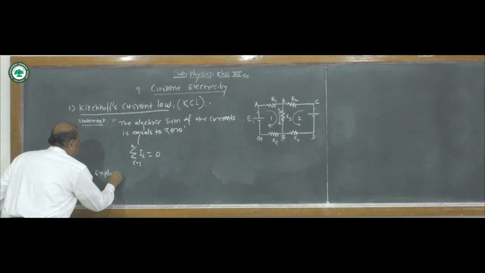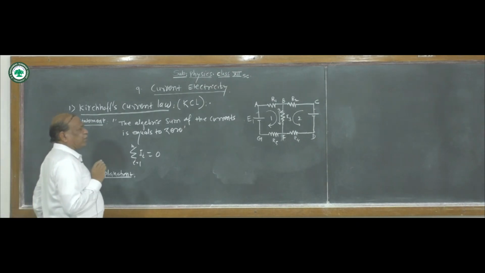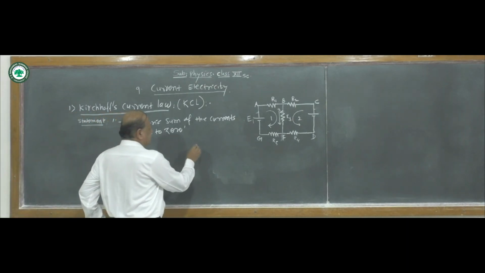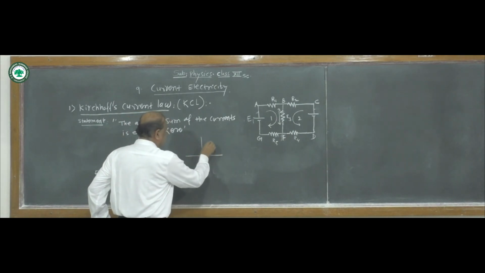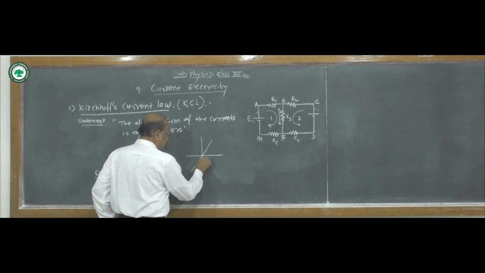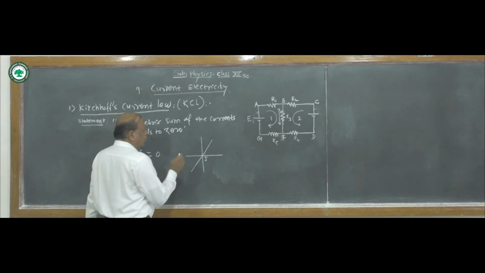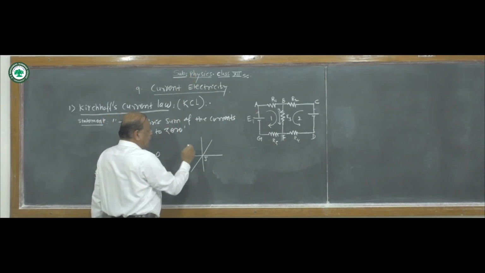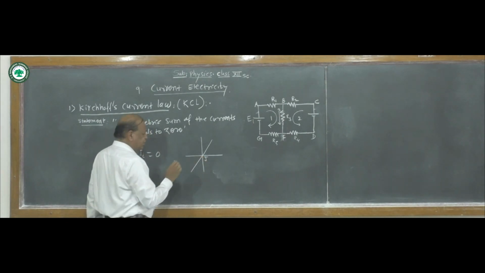Explanation of this Kirchhoff's current law. Now here we consider a number of currents that meet at a junction, this point G. Two or more conductors joined together make a junction. Now this point is a junction G.